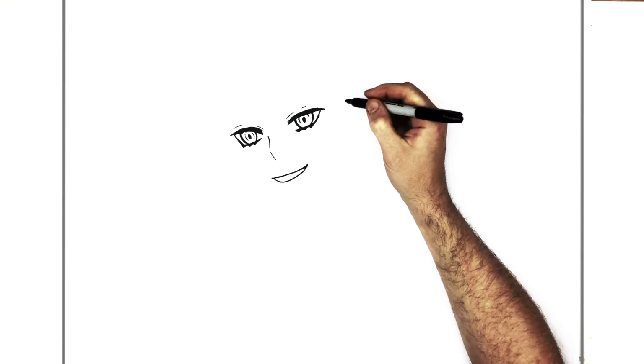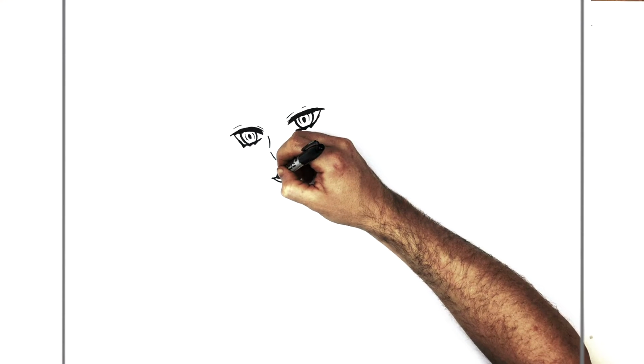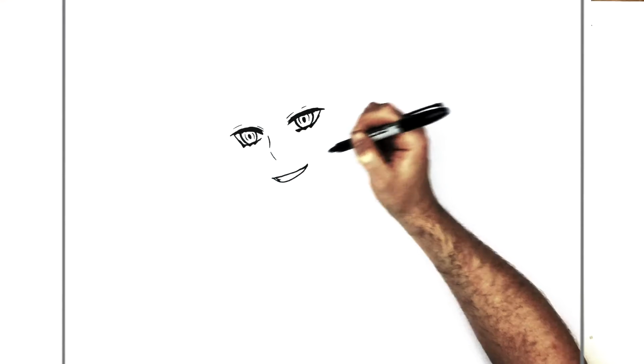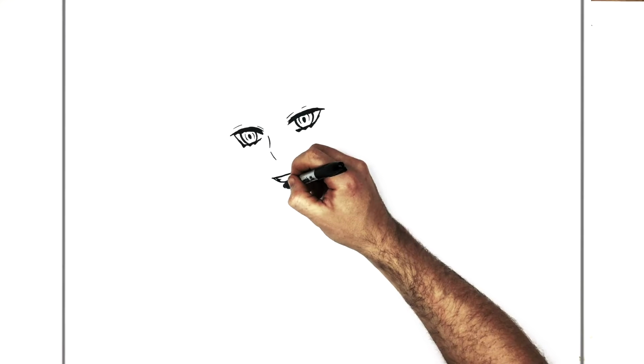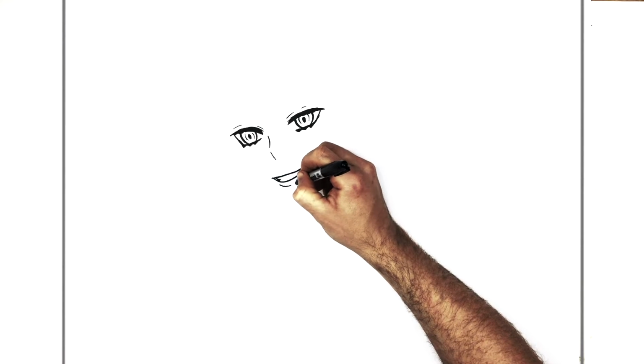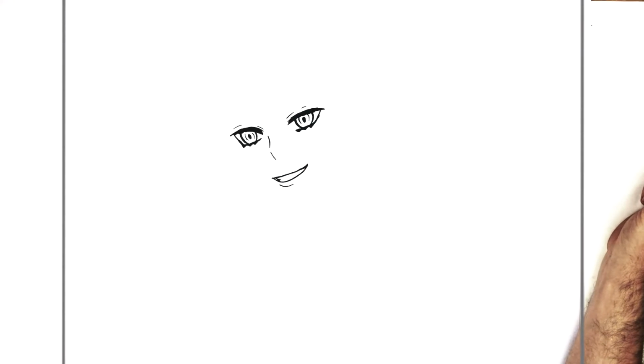Curves around up to there. And then we'll add some teeth just in this side, like that. And then maybe a line for her bottom lip, just like so. Okay, so the shape of her face.